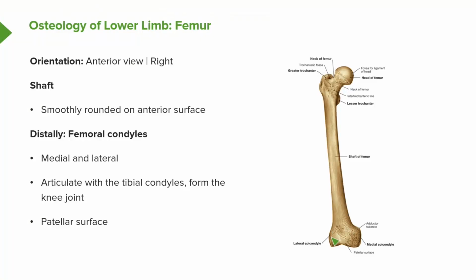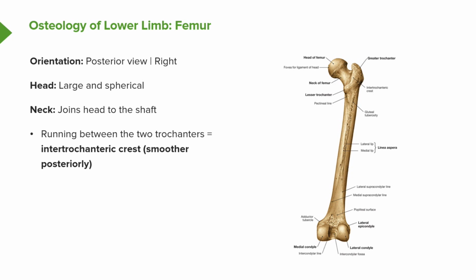Distally, though, on this anterior surface, we can see some femoral condyles. We can also see passing towards these condyles the medial and lateral epicondyles. And these are going to give rise to those condyles which articulate with the tibial condyles and form the knee joint. We can also see a smooth region here, and that is the patellar surface.